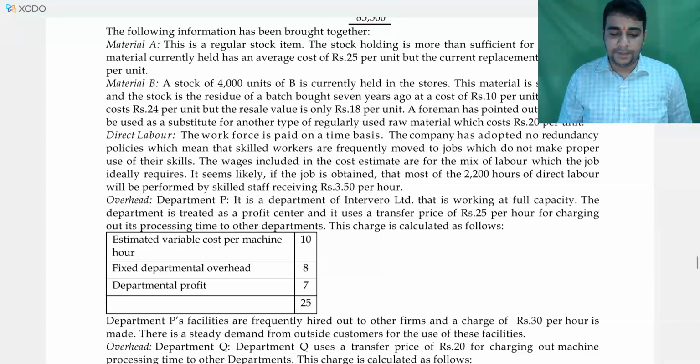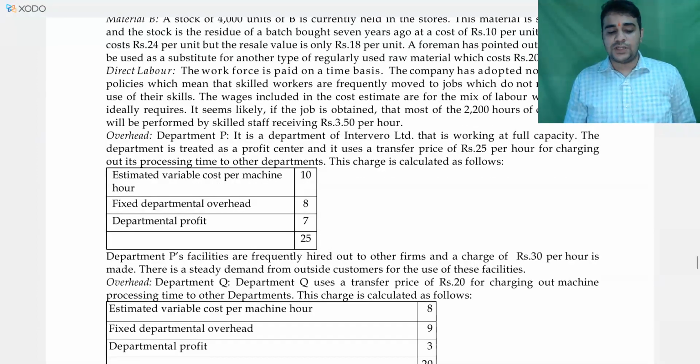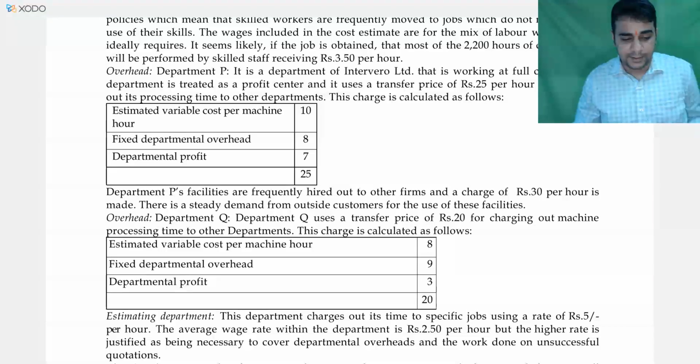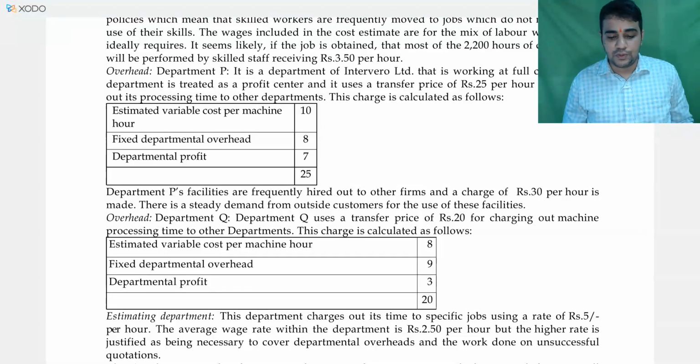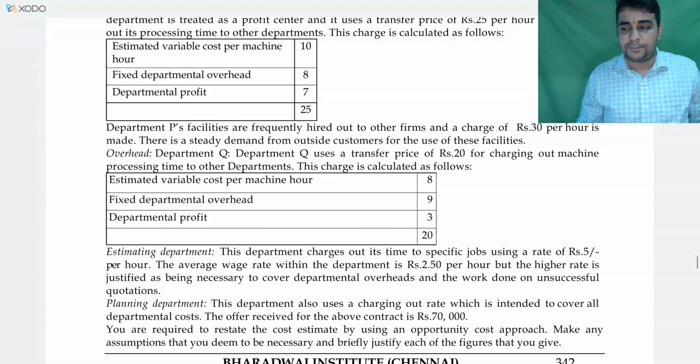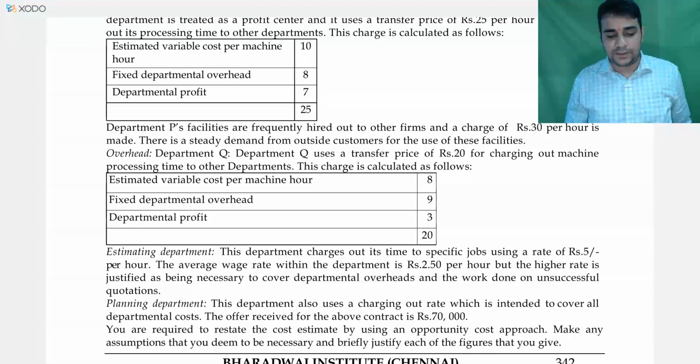Overhead department P working at full capacity, profit center uses a transfer price of 25 per hour for charging the processing time. Estimated variable cost, fixed departmental overhead, departmental profit. P's facilities are frequently hired out to other firms and a charge of 30 per hour is made. Overhead department Q, transfer price of 20, which is broken down into estimated variable cost of 8, fixed departmental overhead of 9, departmental profit of 3.